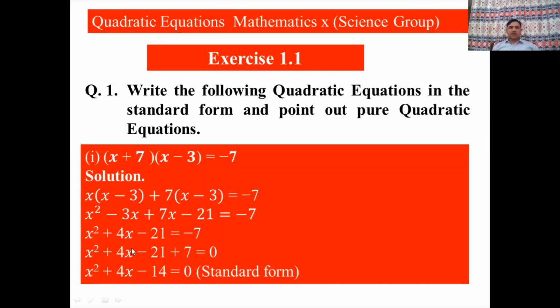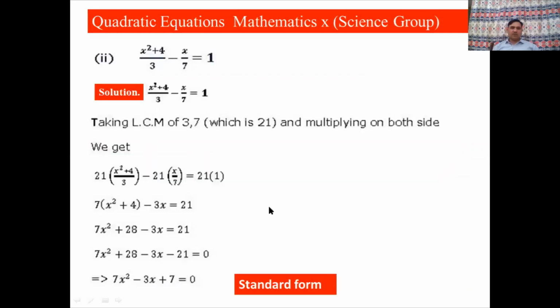And now we have to shift this 7 to the left side of the equation, and minus 21 minus 7, this is minus 14. So x square plus 4x minus 14 is equal to 0, and this is the standard form of a quadratic equation.